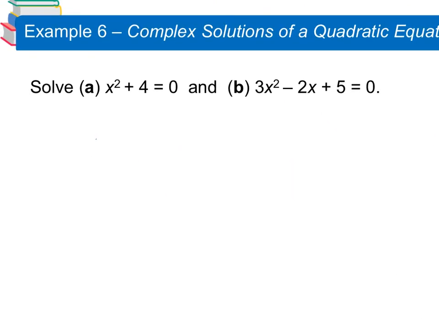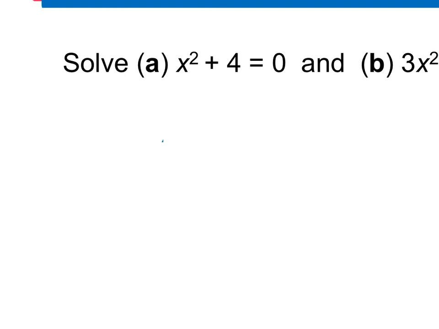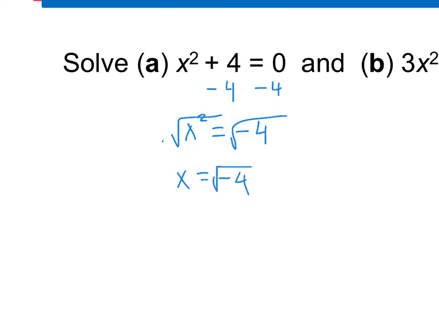So here we are solving complex solutions of a quadratic equation. For part A, what do we need to do to solve this equation? We can factor it, but what would be easier to do? You can just subtract 4, get that to the other side, so we have x squared is equal to -4. And then what do we do? Square root it. So we have x is equal to the square root of -4.